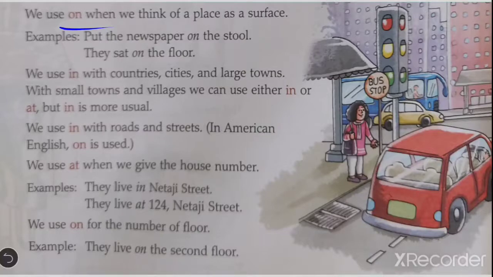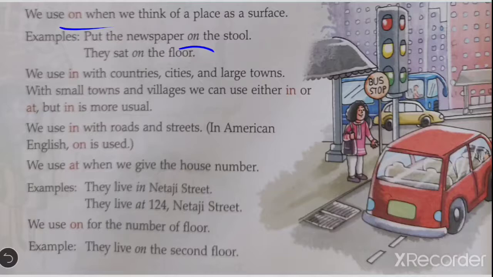Now, when two things are touching each other, perfect as a surface, that time we have to use on. Put the newspaper on the stool. Now when you put it, the newspaper and stool definitely touch each other. They sat on the floor. While sitting, definitely your legs touch the floor. So when you are thinking about a place as a surface, for that we have to use on.